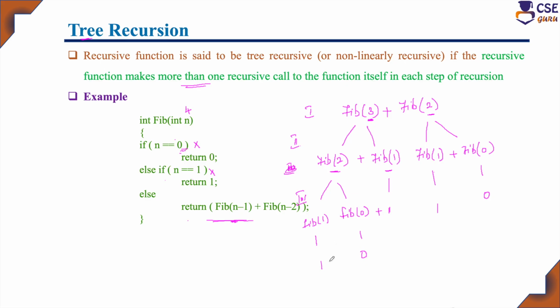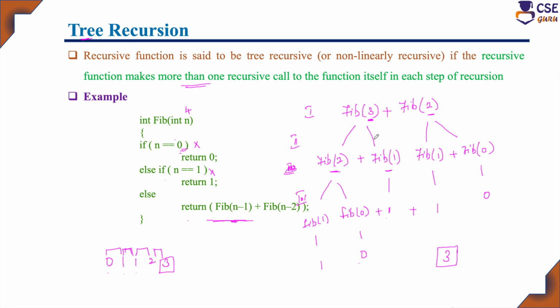So if you add, what will you get? This is 1 plus 0 plus 1 plus 1, so you will get 3. What is the fourth Fibonacci number? The default base case values are 0 and 1. The 0th position value is 0, the first position value is 1. The second position value is 0 plus 1, which is 1. The third position value is 1 plus 1, which is 2. The fourth position value is 1 plus 2, which is 3. So the result is 3.